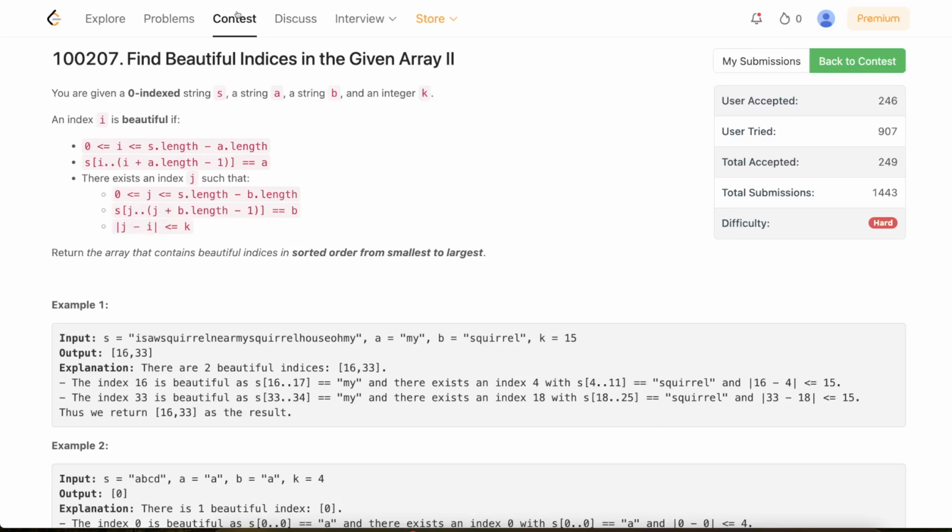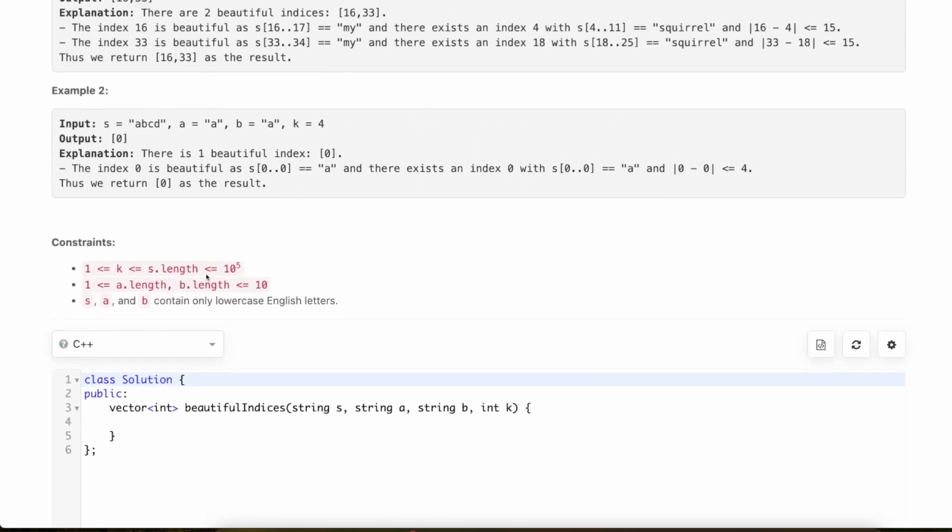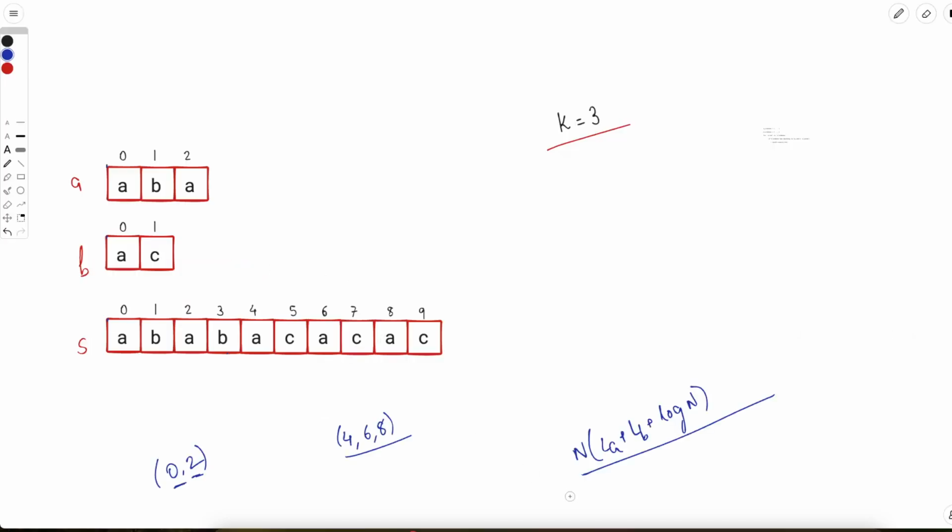If you look at the second problem, given array 1, you have n is 10 to the power 5, the lengths of both a and b are 10, and k is also 10 to the power 5. So n is 10 to the power 5, these two are 10, and this log n will again be somewhere around 20, because log of 10 to the power 5 will be less than 20. So overall this is 10 power 5 multiplied by 20 or 40, which is within the time limits.